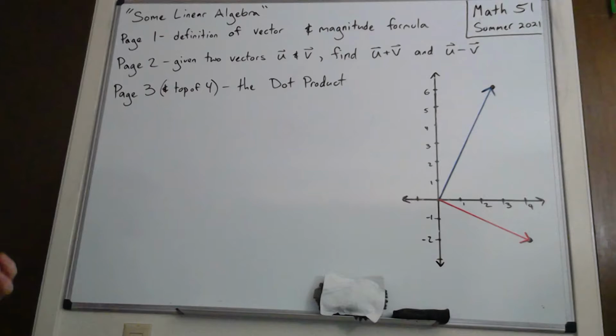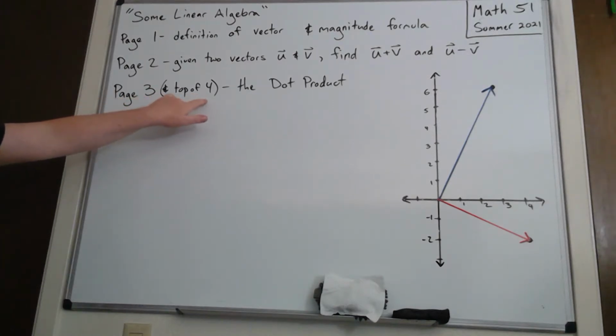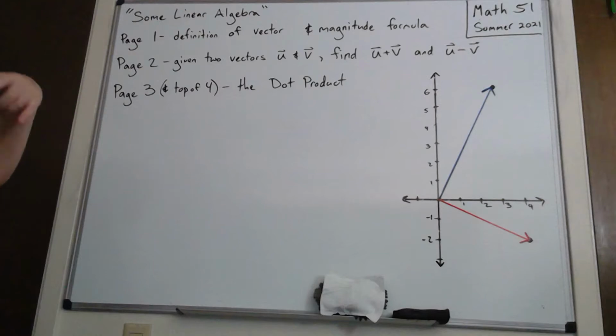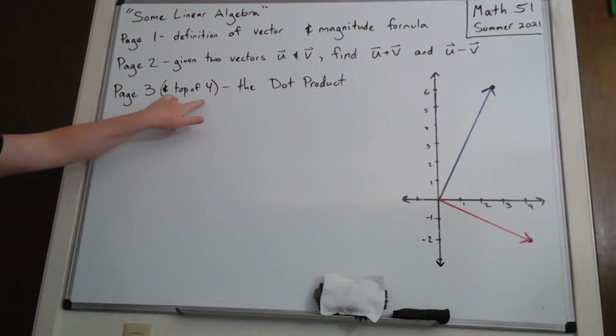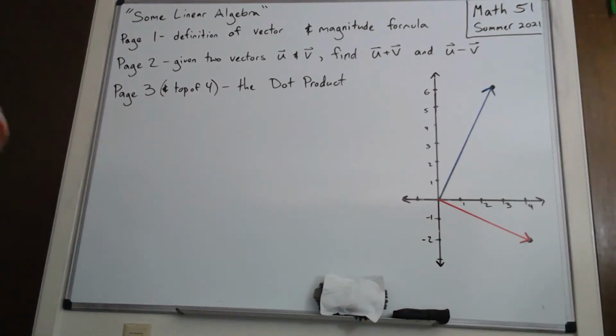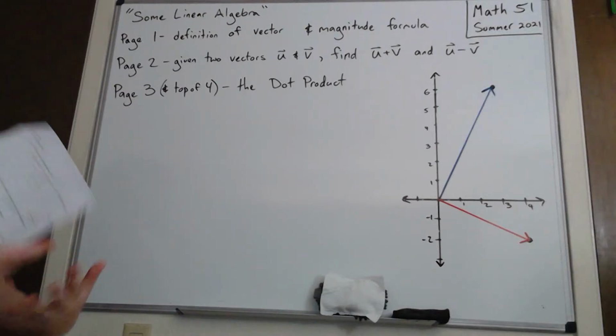So the dot product is a way of sort of combining two vectors. And our notes for the class start on page 3 and then the end of page 4 a little bit as well. After that, I will follow up with another video for the rest of page 4 and moving forward, which is called the cross product. So another way of combining two vectors.